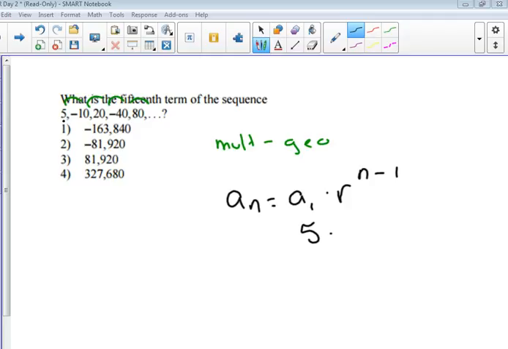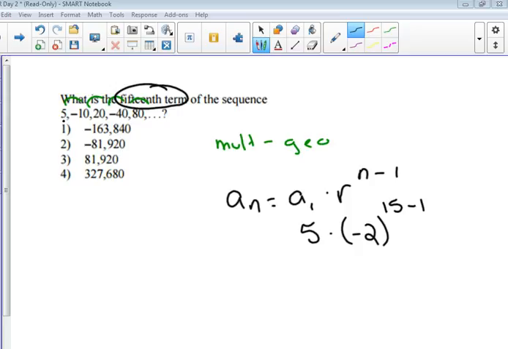And what was r? How did you know that? 5 times -2 is -10. Good. So it's what you're multiplying by. So r is -2. Perfect. n is what? 15. Good. It's always the term you're looking for, because it's the 15th term. If it said nth term, it stays n, but here we're going to stuff that in.